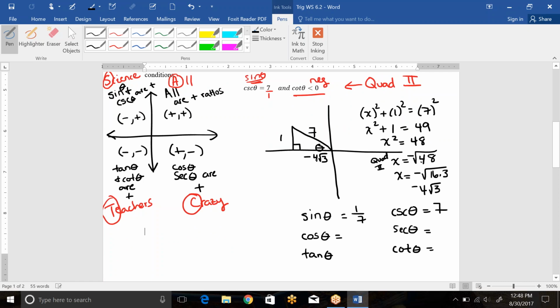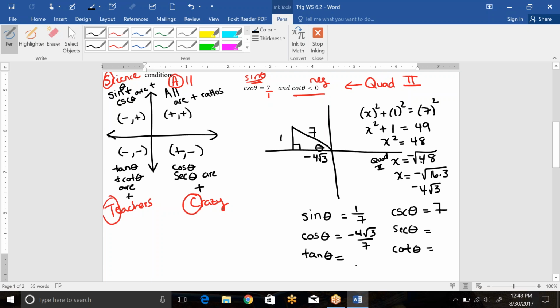Okay, so cosine would be, remember, adjacent over hypotenuse. So that's negative 4 square root of 3 over 7. Tangent is sine over cosine, or remember, y over x. So it's easier to do y over x because then we don't have to worry about the 7s because they're going to cancel out anyway.